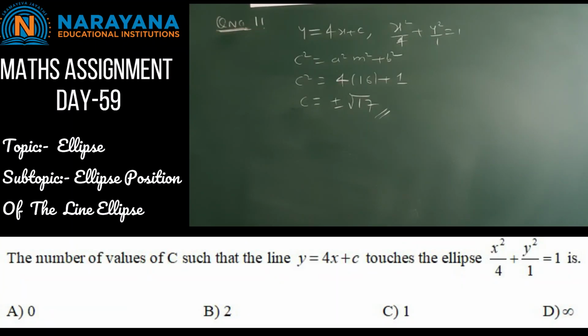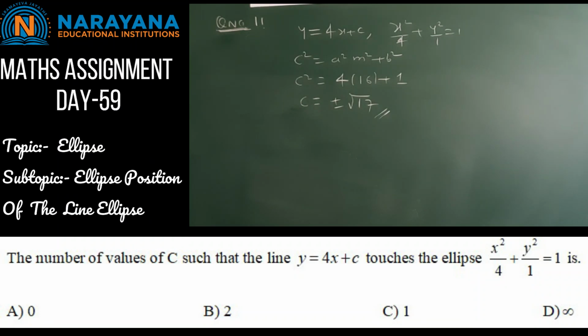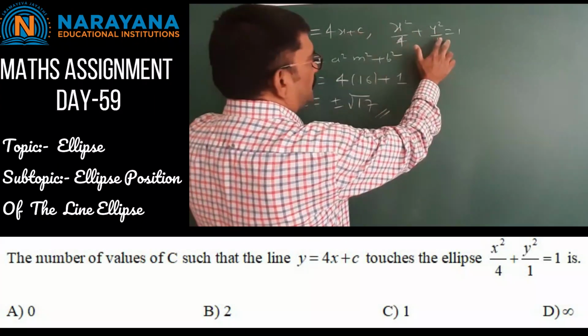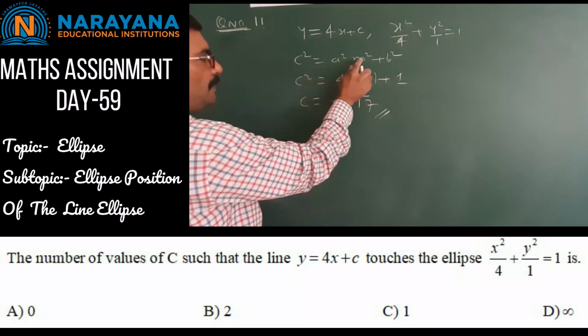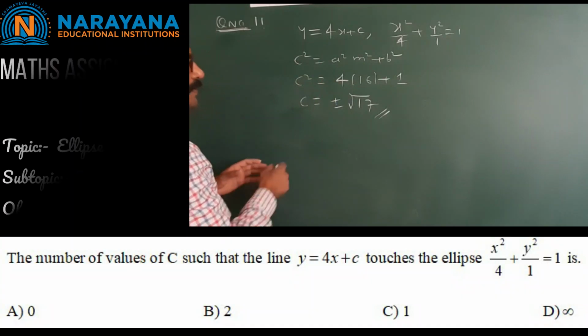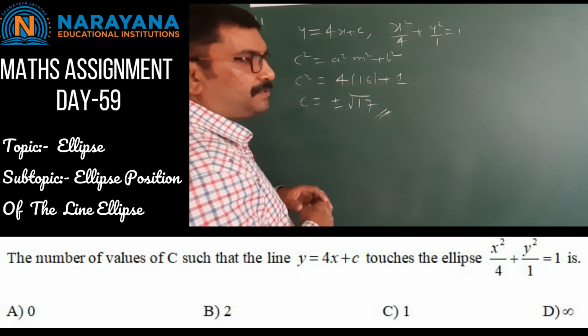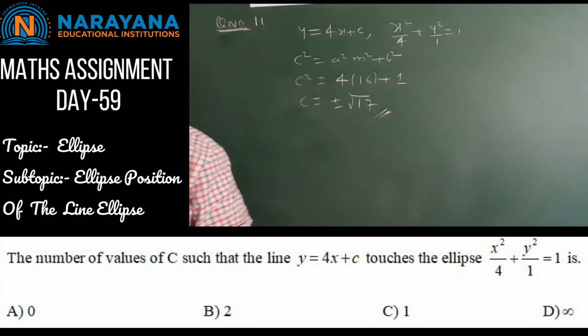Question number 11, the number of values of c such that the line y is equal to 4x plus c touches the ellipse. Whenever the line y is equal to 4x plus c touches this ellipse, we know the necessary condition c square is equal to a square m square plus b square. So substitute the relevant values. I got it, plus or minus root 17. So the number of values of c are 2.